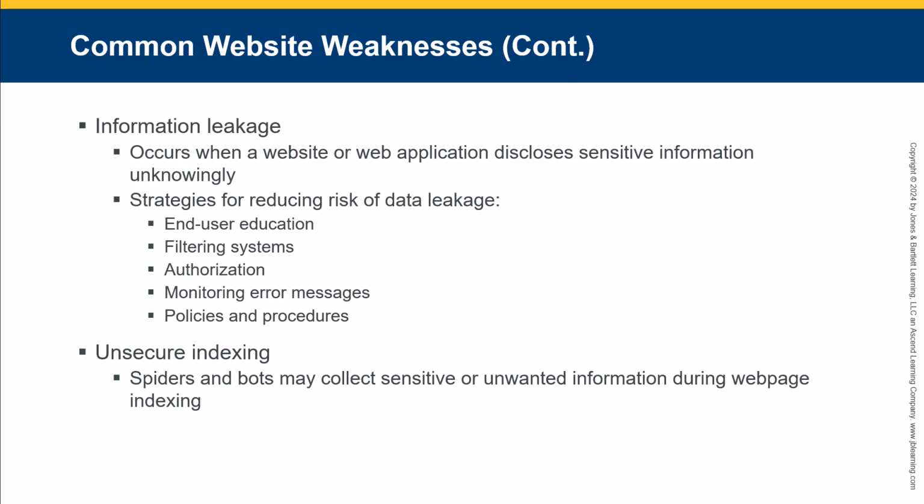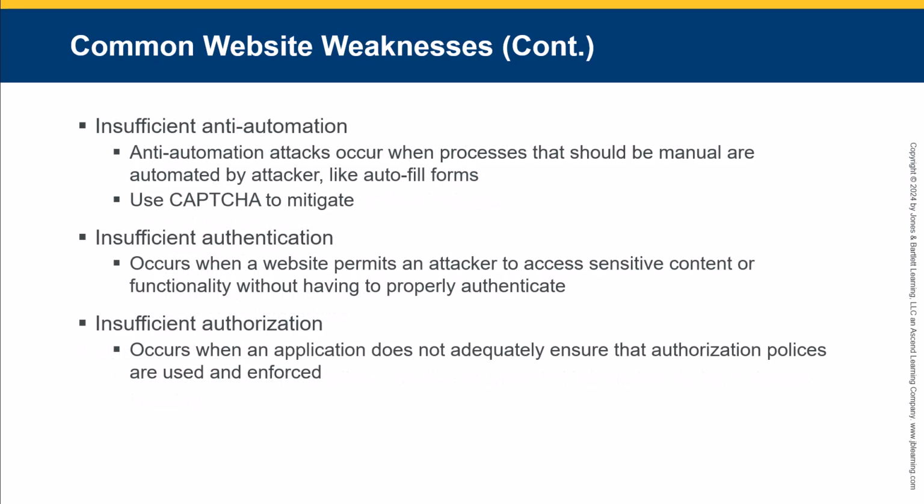Unsecure indexing. Basically, spiders and bots may collect sensitive data or unwanted information during web page indexing. Insufficient anti-automation. Anti-automation attacks occur when a process that should be manual can be automated by an attacker, like an autofill form. How do we prevent this? CAPTCHA. Insufficient authentication. Basically, when a website allows an attacker to access sensitive data or functionality without ever being properly authenticated.